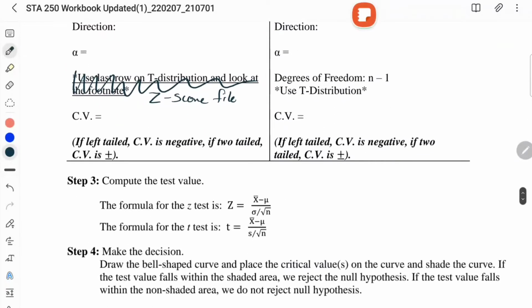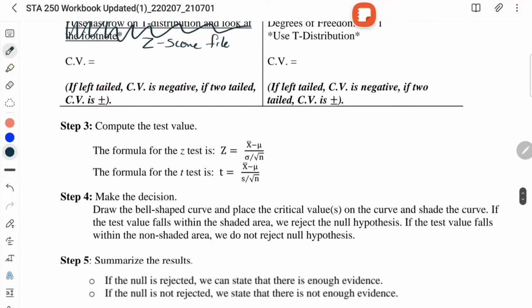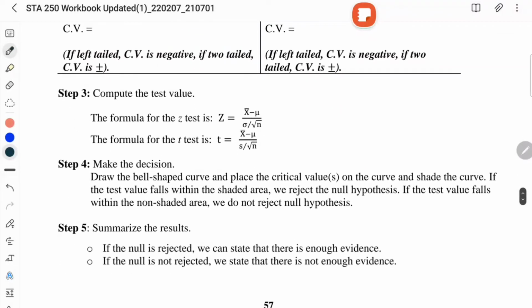Step 3. Compute the test value. If it is a z-test, you're using the top formula to compute the test value. If it is a t-test, you're using the bottom formula to compute the test value. Step number 4, make the decision.